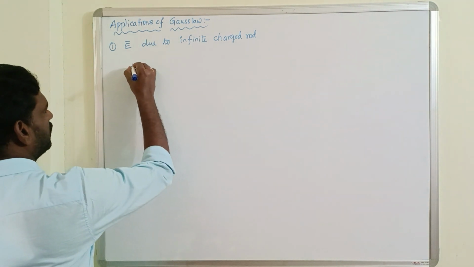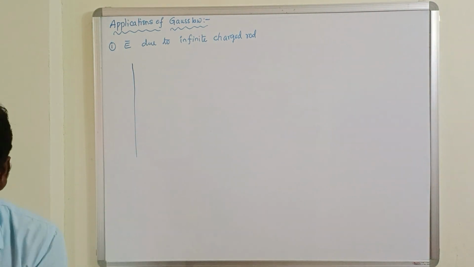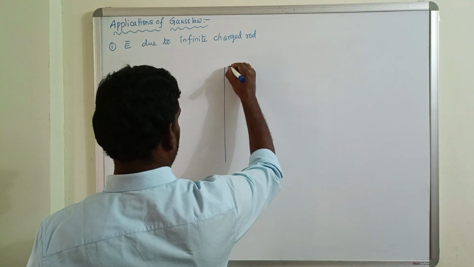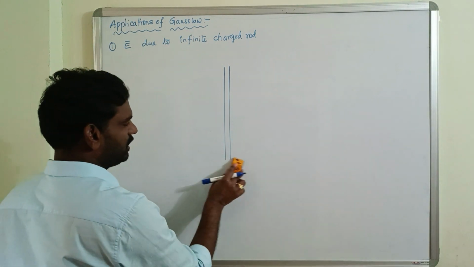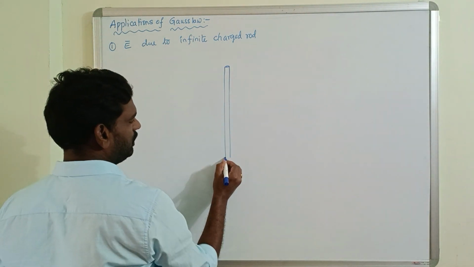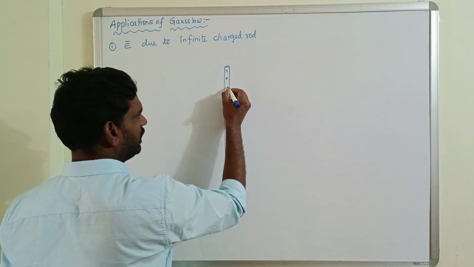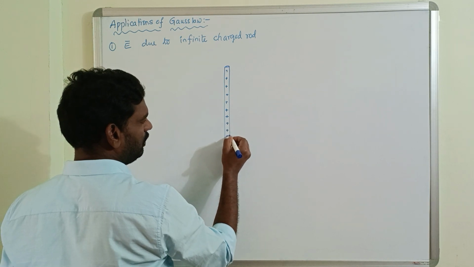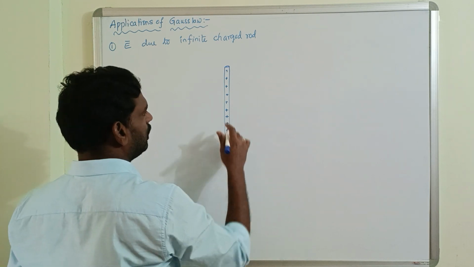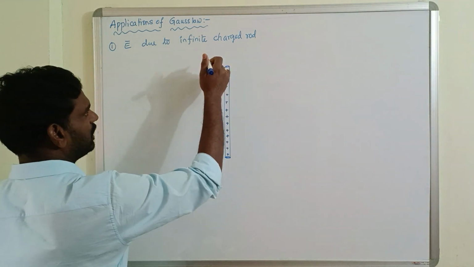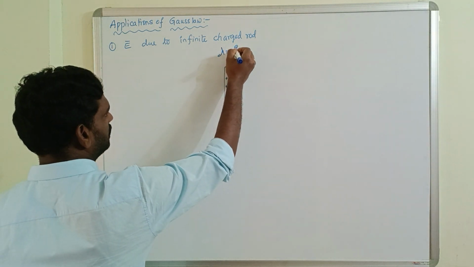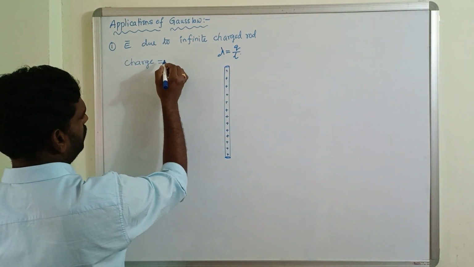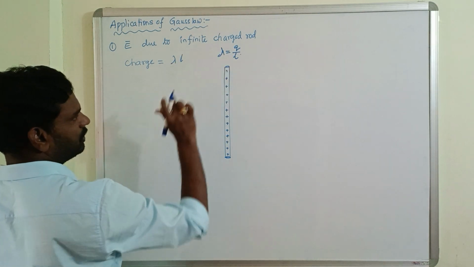So here I am taking a charged wire like this. It is having positive charge, positive charge everywhere. Let us consider the length of this rod is L. The charge per unit length of this rod is Q by L. So the total charge of the rod is equal to the charge per unit length into L.